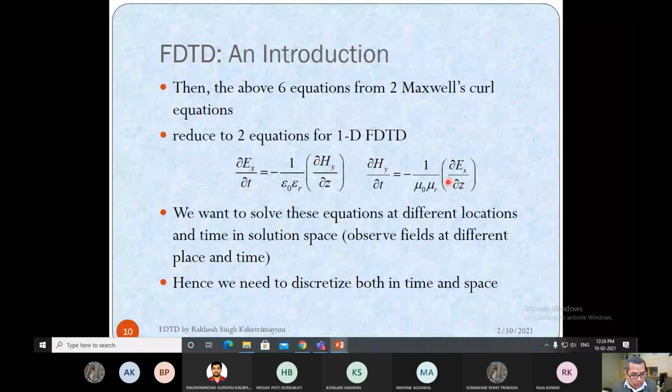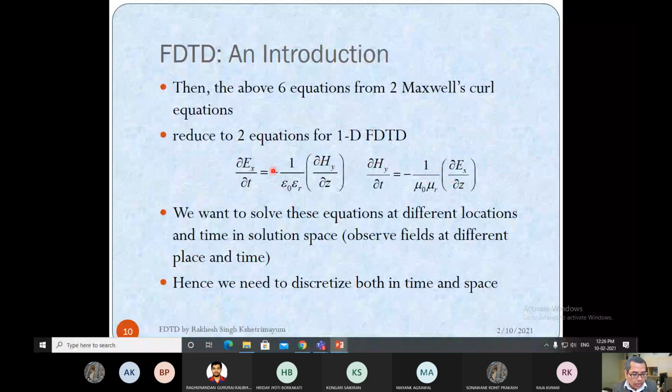And what do we do in FDTD? We actually do a central finite difference approximation of this derivative with respect to time and space. That's all we do in FDTD. We do discretization in both space and time.